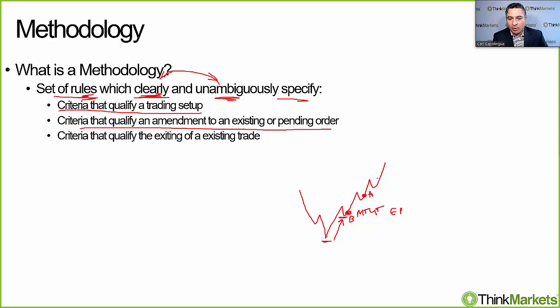Okay, and when we make this trough here, and I know these letters are all over the place, C, we might then trail our stop loss to underneath point A, and we would just keep going until eventually we got stopped out. Okay, so we have a system of rules which define how we get in, how we change orders, and how we get out as well.